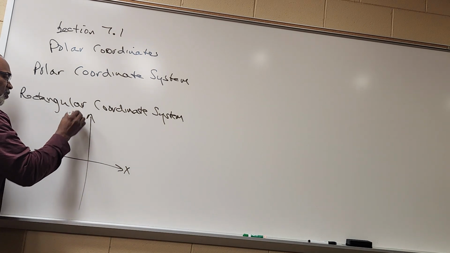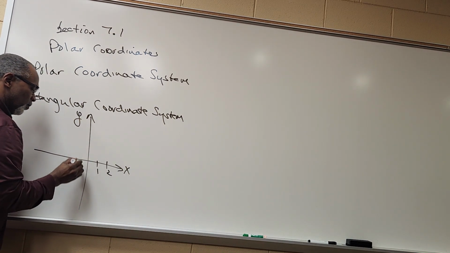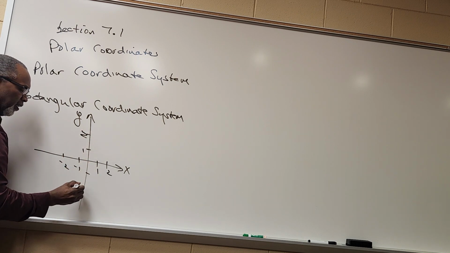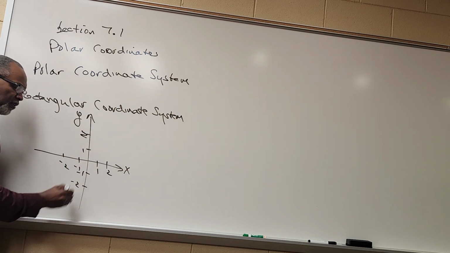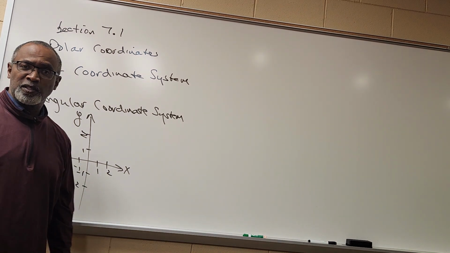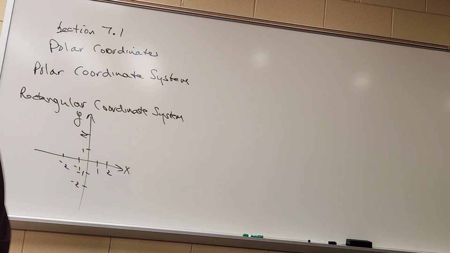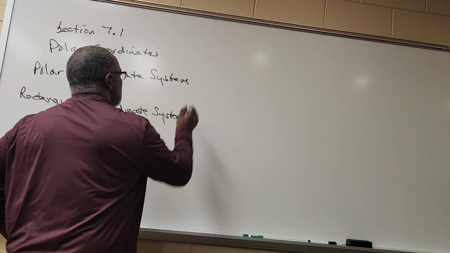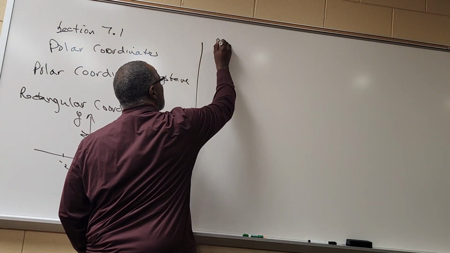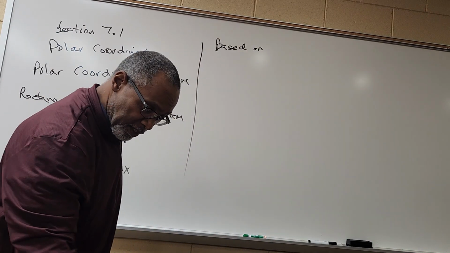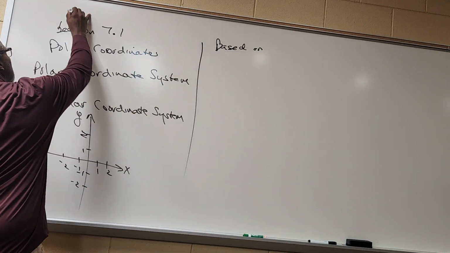One is the x-axis, one is the y-axis. 1, 2, -1, -2, etc. Again, this is the one we've seen all our lives. We know how to plot points, we know how to graph things, we know how to do all those things in rectangular coordinates. And now we're going to learn how to do them in what's called the polar coordinate system. So the polar coordinate system is based on, and this is all on page 686 in your book.